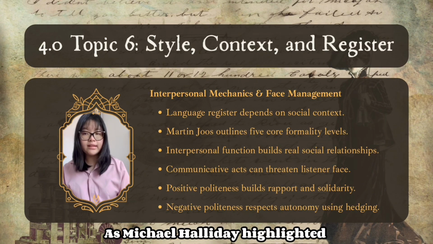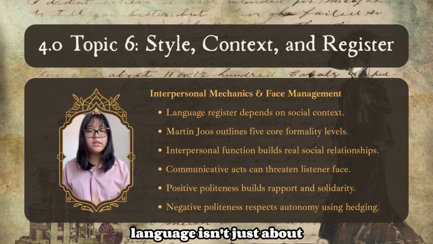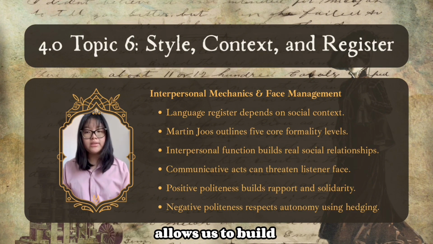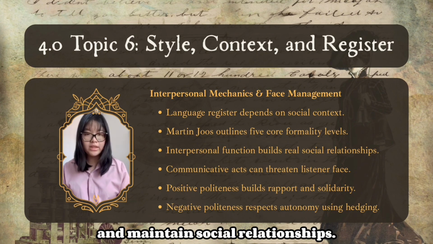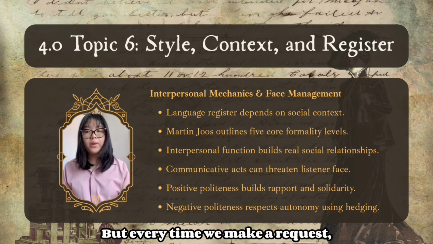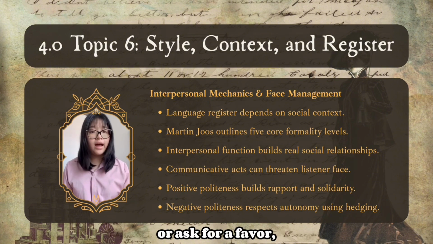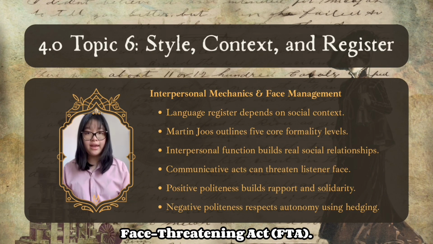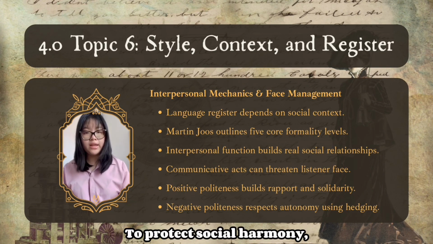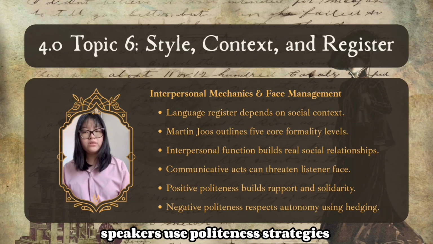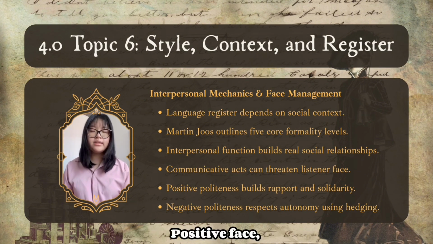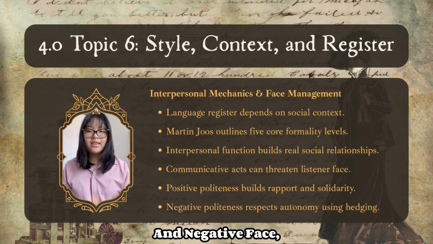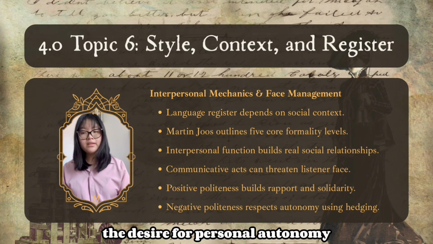As Michael Halliday highlighted in his functional model, language isn't just about sharing facts. Its crucial interpersonal function allows us to build and maintain social relationships. But every time we make a request, offer criticism, or ask for a favor, we risk committing a face-threatening act, FTA. To protect social harmony, speakers use polite strategies to manage two core needs. Positive face, which is the desire to be accepted and appreciated, and negative face, the desire for personal autonomy without being imposed upon.